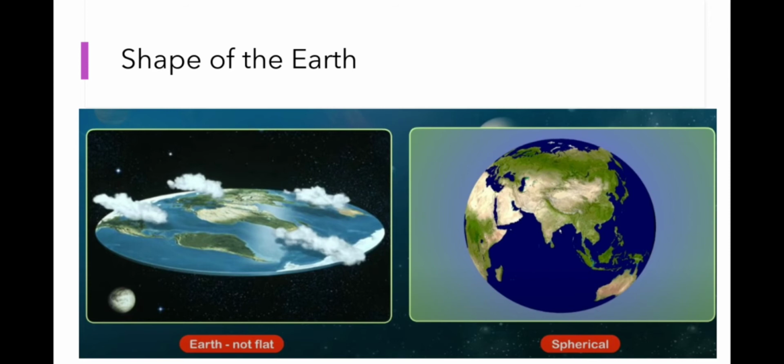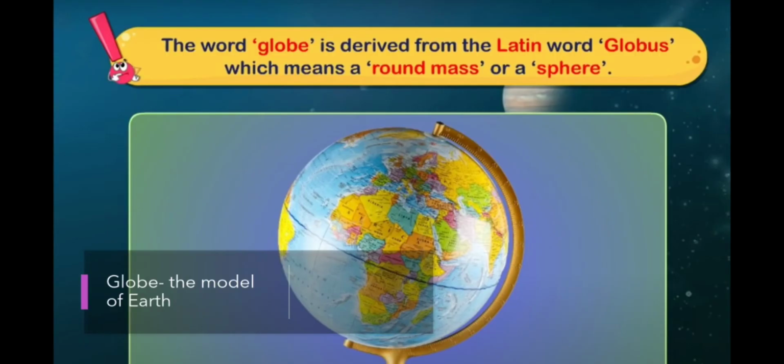Now, the word globe. Globe is the model that represents the Earth and is spherical in shape. The globe also facilitates the study of the Earth, and it helps us to locate places on the Earth. The word globe is derived from the Latin word globus, which means a round mass or a sphere. So, globe is the model of Earth. It helps us to study about the Earth and also helps us to locate the places on the Earth.